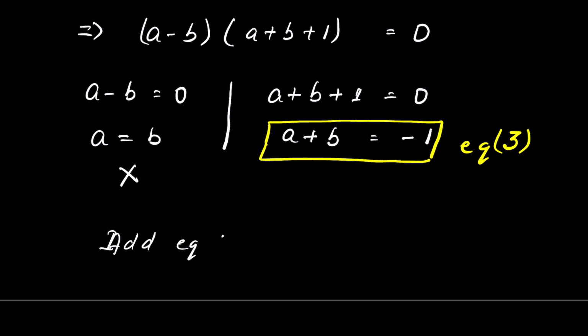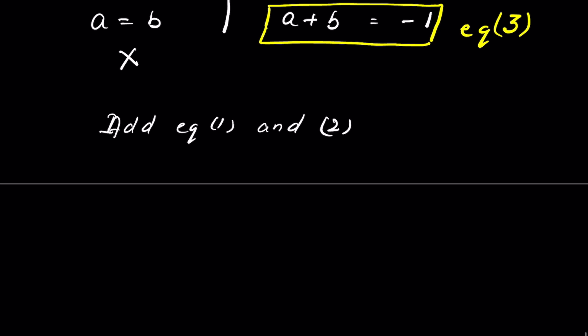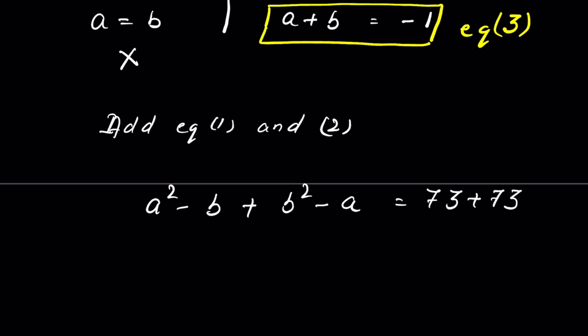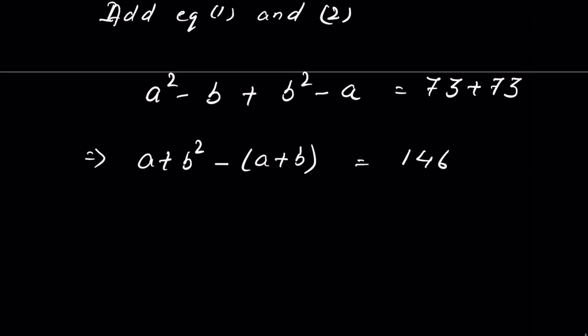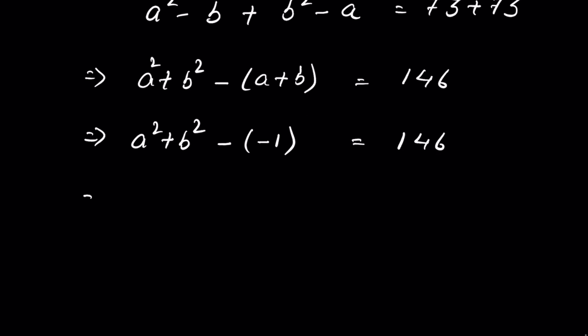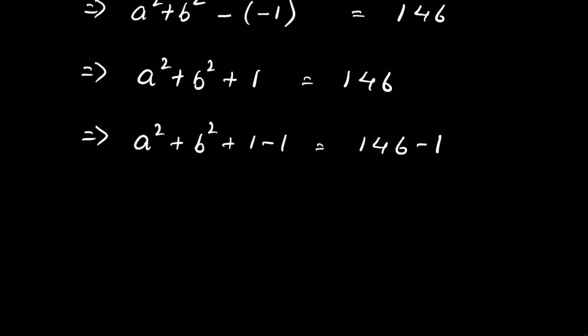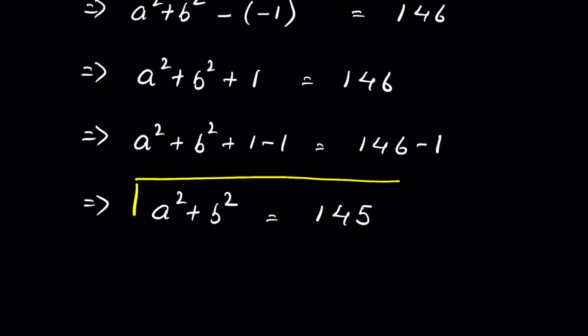Again, if we add equation 1 and equation 2, then we get a square minus b plus b square minus a is equal to 73 plus 73, or a square plus b square minus a plus b, we can write it in the bracket, is equal to 146. And from equation 3, the value of a plus b is minus 1. So we can write a square plus b square minus minus 1 is equal to 146, or it is a square plus b square plus 1 is equal to 146. Subtract 1 from both the sides, so a square plus b square is equal to 145. So let this be equation 4.